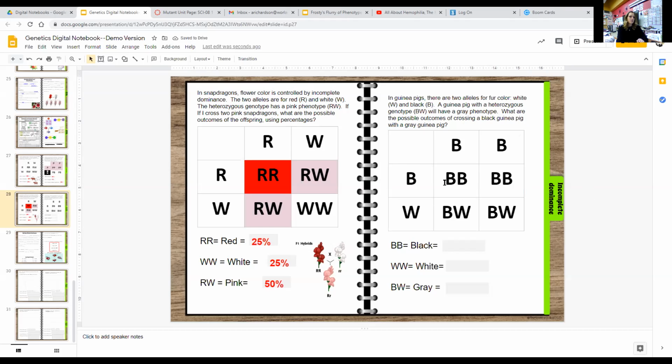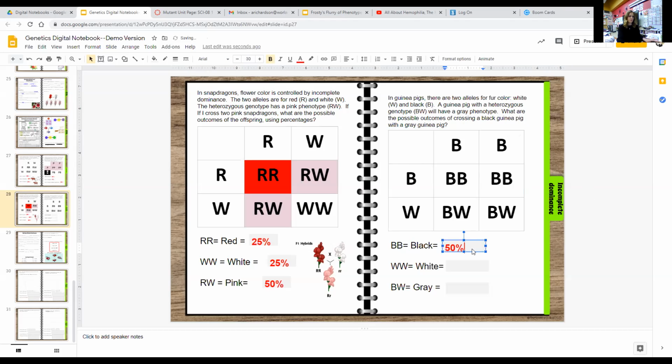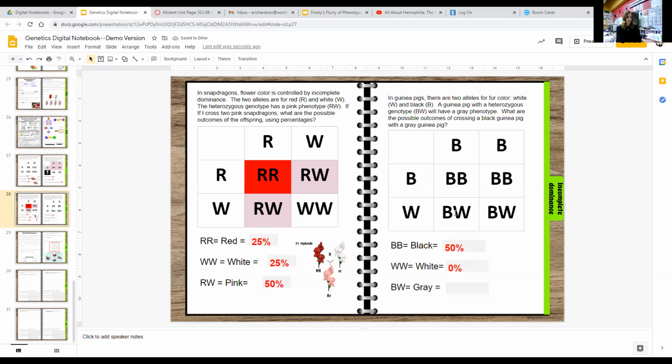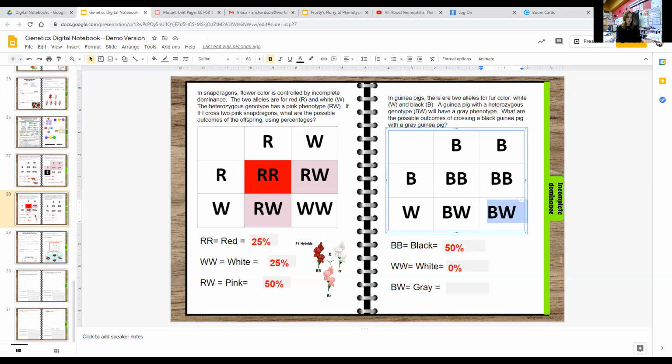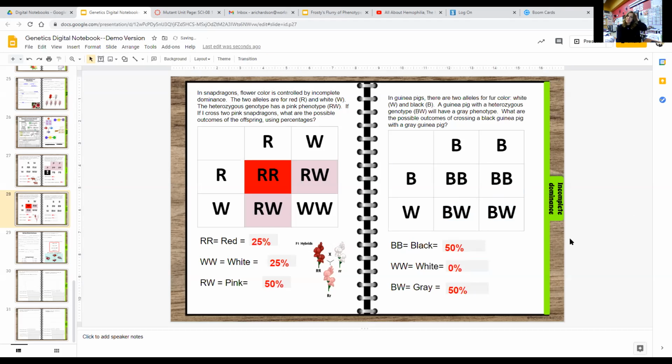All right. So what percentage of these would be black? It's anything that has two B's in it. So that's this one right here and this one right here. So that gives me 50% are black. I don't have any white because I don't have any offspring in here with two W alleles or two white alleles. So that's 0%. And then down here I have one black and white and two black and white. So that gives me 50% of them that are going to be gray. So if I mix a black guinea pig with a gray guinea pig, I would expect 50% of them to be black, 50% of them to be gray. I can't get white unless some kind of random mutation comes in there.